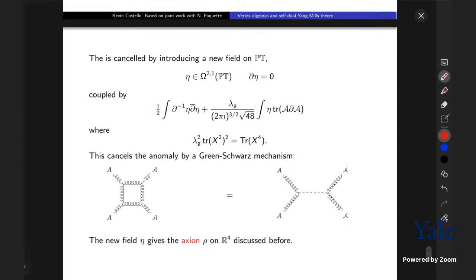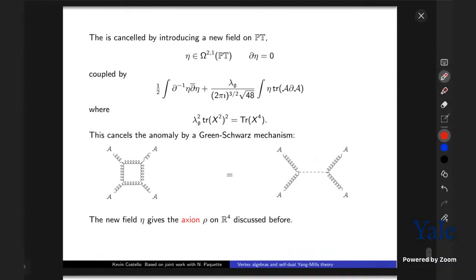But the axion story comes because this can be cancelled by introducing a new field, which is a (2,1)-form. It couples in some particular way, and it cancels the anomaly by a Green-Schwarz mechanism. So this is a variation of something I developed with C. Lee. And this field eta becomes the axion in 4d.